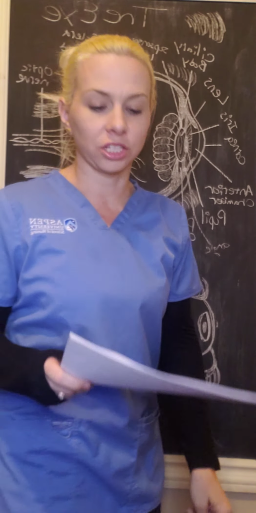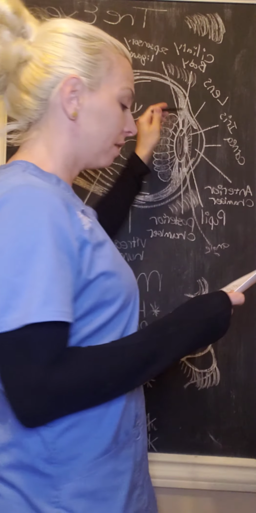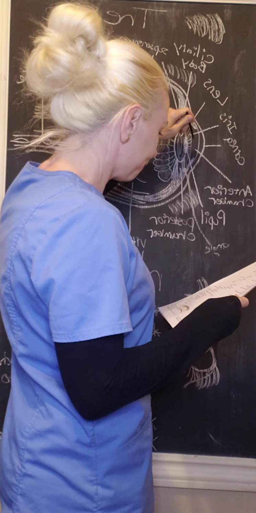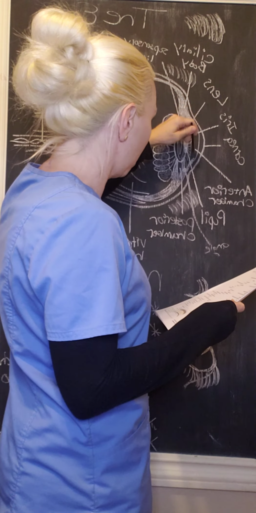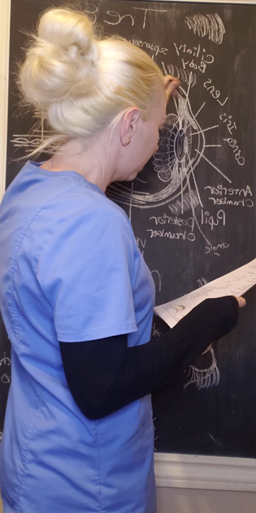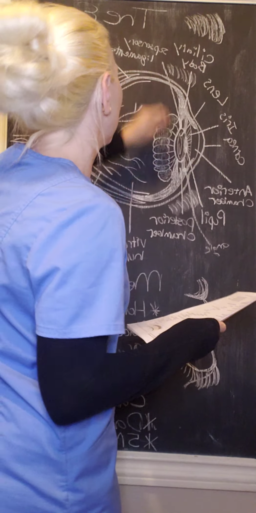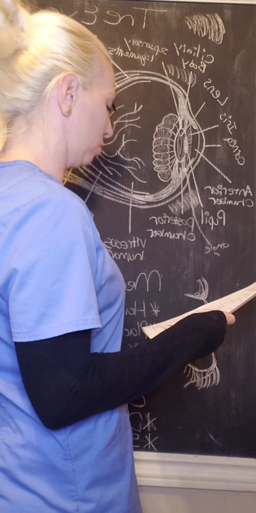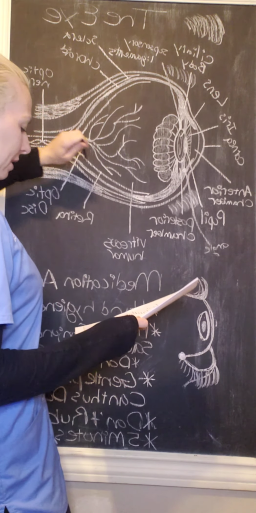For the internal structure, there are 3 layers. You have the outer layer, which is where the cornea and the sclera are. Then you have the middle area, which is where the iris is. And then you have the innermost layer, and it stops right here at the back where the retina is.